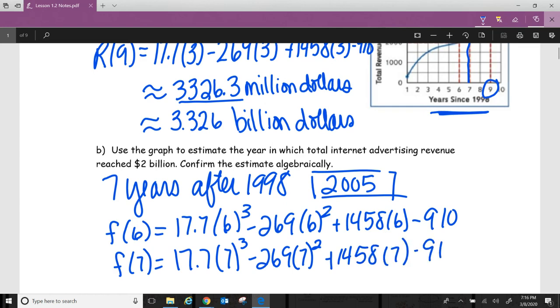And the calculator is going to spit out the following for us. So f of 6 is about 1977 million, or 1.977 billion. And then f of 7 is about 2186 million, or 2.186 billion. So between years 6 and 7 after 1998, which would be 2004 and 2005, we hit that $2 billion point.